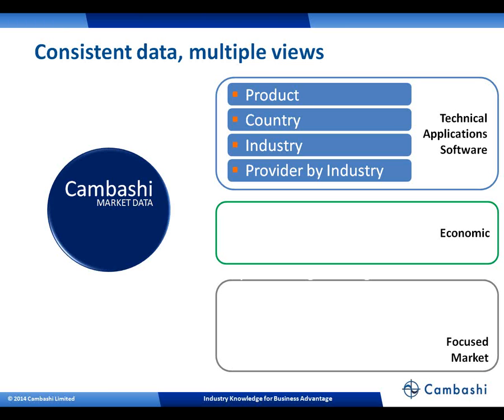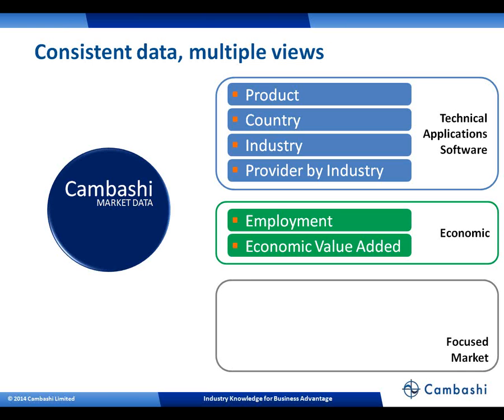3 of them mainly depend on independent data sources. That's product, country, and industry. The 4th, provided by industry, adds some additional research to enable us to combine the others. The employment and value-added observatories are structured to provide detail of economic conditions and employment, specifically in the industry segments that invest in technical application software.